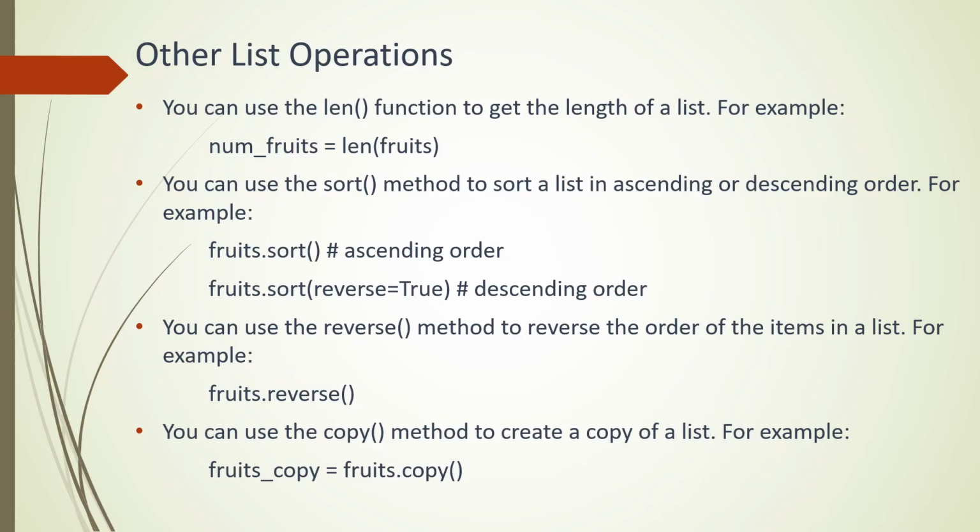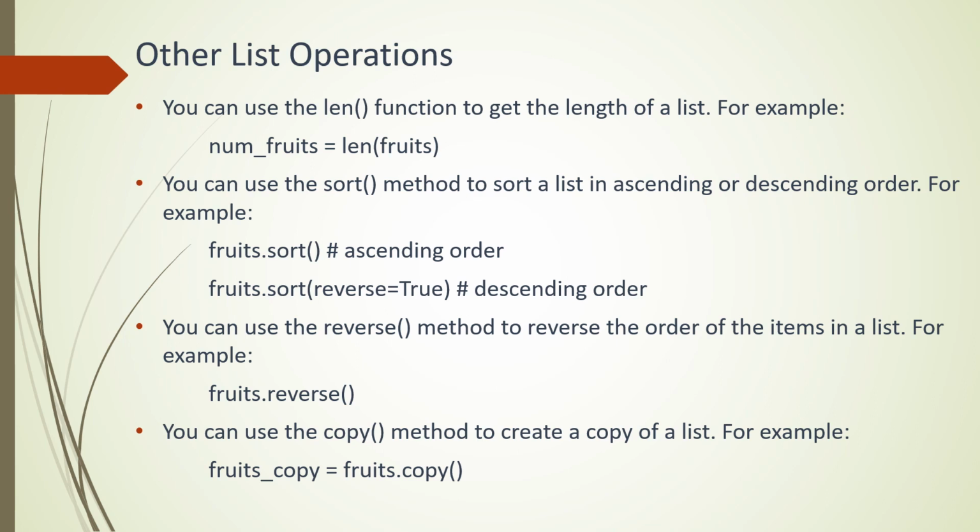The len function returns the number of items in a list. The sort method sorts the items in the list in ascending or descending order. By default, it sorts the items in ascending order. You can pass the reverse equal true argument to sort the items in descending order. The reverse method reverses the order of the items in a list.